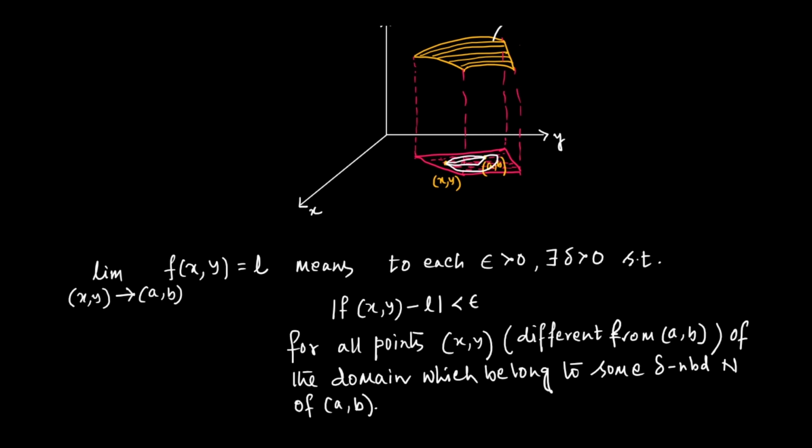Let me read it out quickly once again. Limit of f(x, y) as (x, y) tends to (a, b) is equal to L means for each epsilon greater than 0, there exists delta greater than 0 such that mod of f(x, y) minus L is less than epsilon for all points (x, y) which are different from (a, b), of the domain, which belong to some delta neighborhood N of (a, b). Now the question is, what do we mean by delta neighborhood? Once we understand this, the definition will be pretty simple. So let us see what we mean by delta neighborhood.